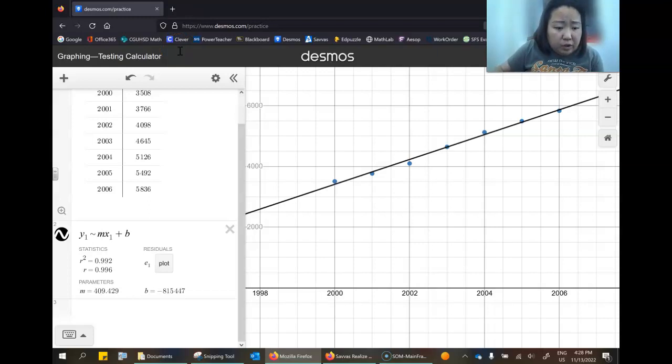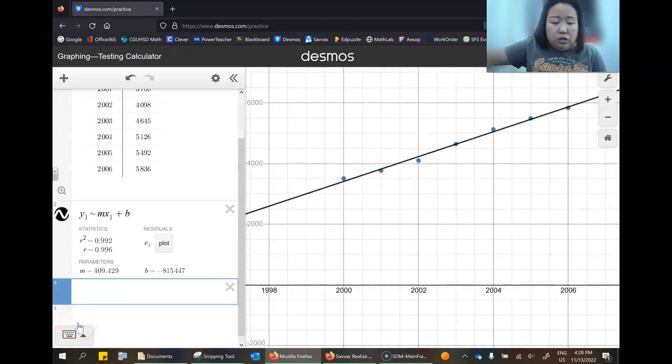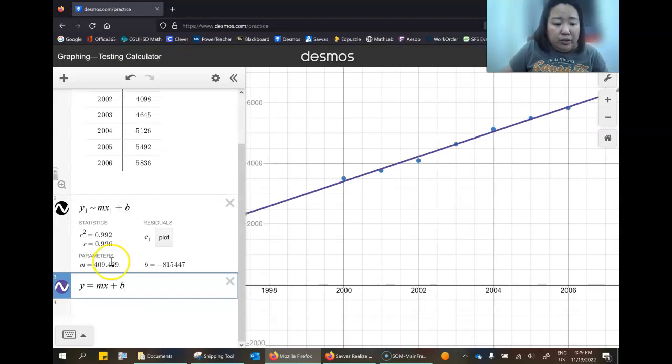So if you will see here, you have an m. So 409 point, let's say 43, okay? So your equation, remember, your equation should be y is equal to mx plus b, correct? Now, as you will see here, our m is given as 409.43. So you can have it 409.43. Okay, and then the b is at negative 815,447. So it will be minus 815,447.